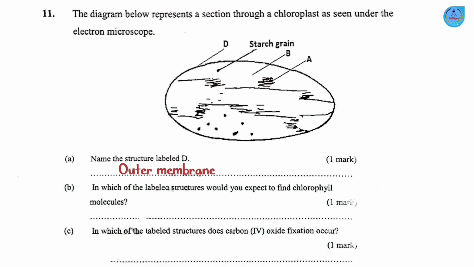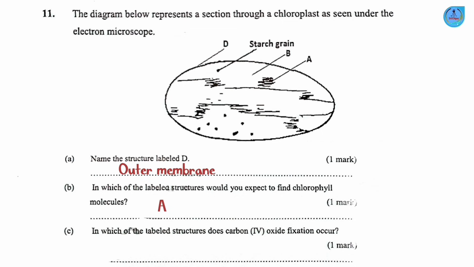Part B. In which of the labeled structures would you expect to find chlorophyll molecules? Chlorophyll molecules are present in grana. Okay, but A is pointing at one, so that is the grana, right? Now, if you have such a question, it doesn't want you to provide the name. Why? Because you have been specifically told in which of the labeled structures. So it wants you to give any of the labels assigned. So that is going to be A.